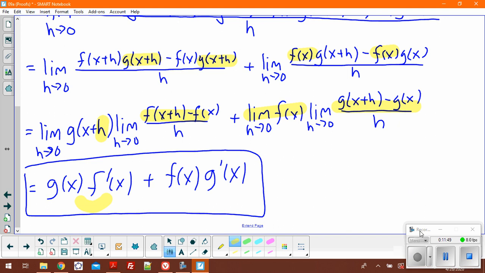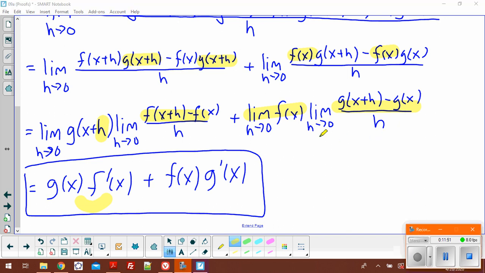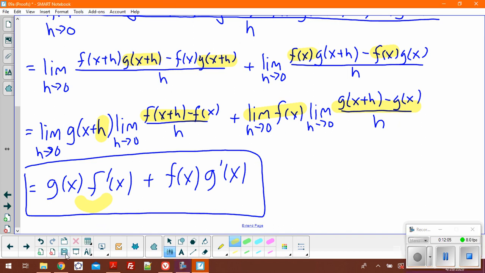So what I might recommend for you as a challenge is to try to prove, say, the sum or the difference rule by yourself. See if you can go through the logic and show how the proof of that would work.